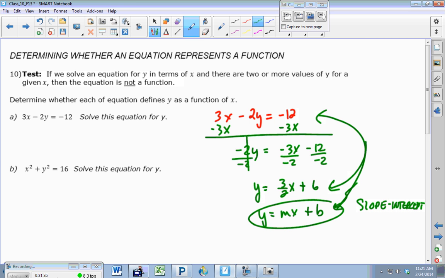So here you have one value of y for each x you pop in. So that's definitely a function when you solve this for y. So this is, yes, this is a function. Okay, let's do x squared plus y squared equals 16. Let's try to solve that for y.